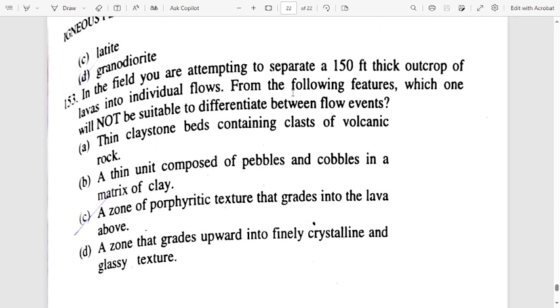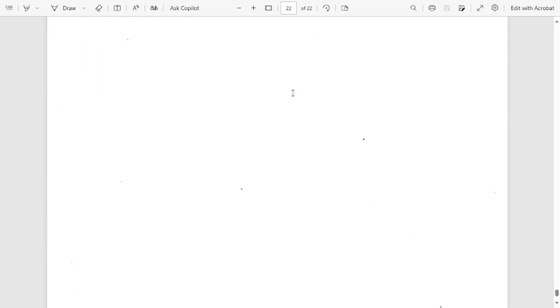In the field, you are attempting to separate a 150 feet thick outcrop of lavas into individual flows. From the following features, which one will not be suitable to differentiate between flow events? A zone of porphyritic texture that grades into the lava above.